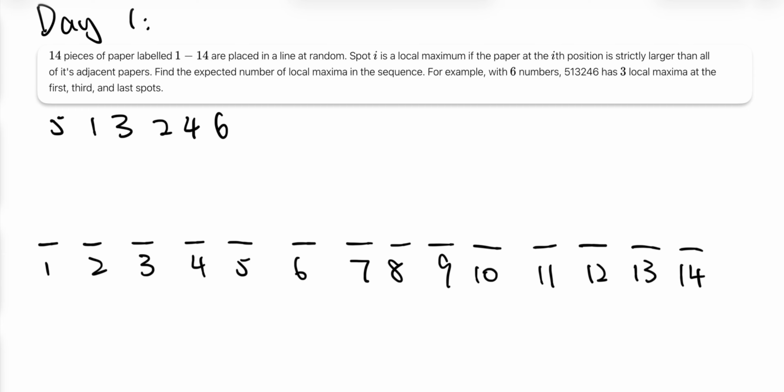14 pieces of paper labeled 1 through 14 are placed in a line at random. Spot i is a local maximum if the paper at the ith position is strictly larger than all the adjacent papers. Find the expected number of local maxima in this sequence.